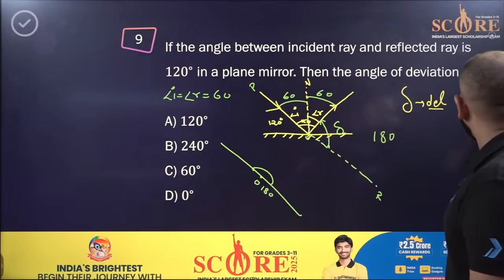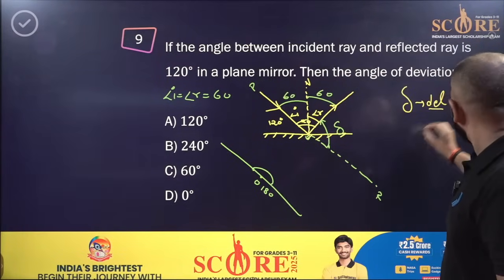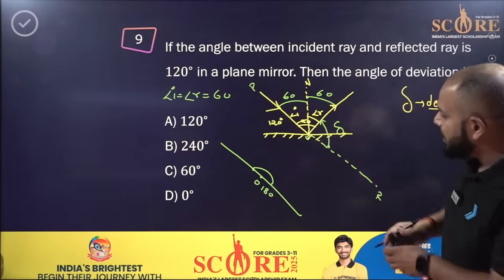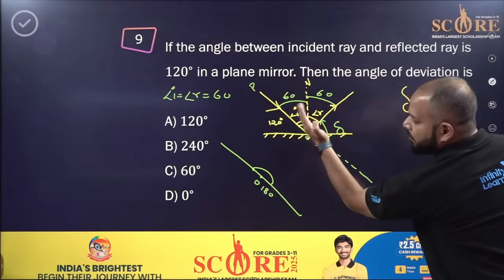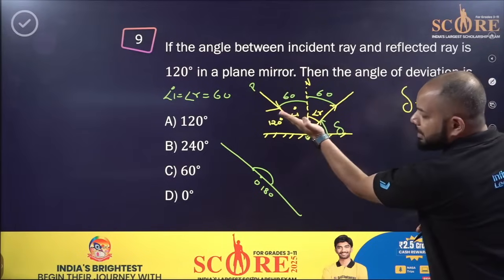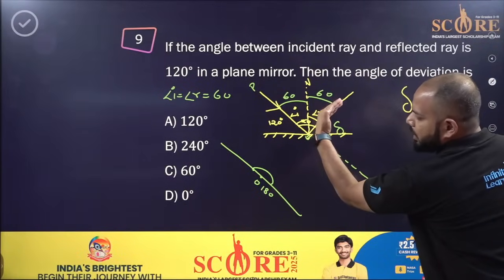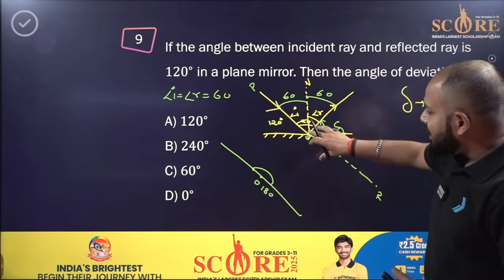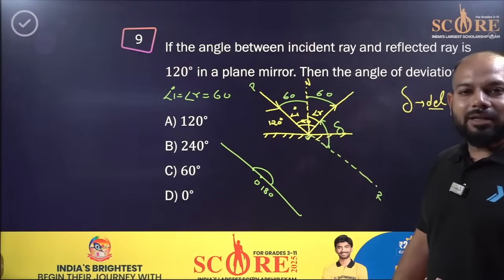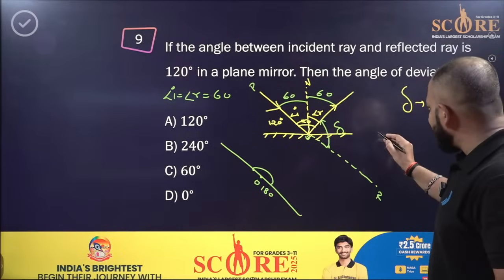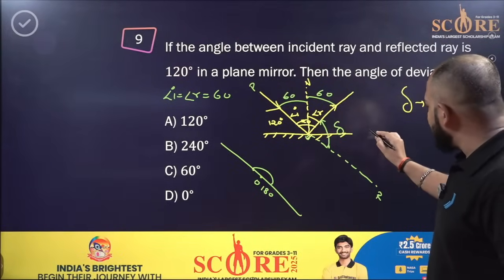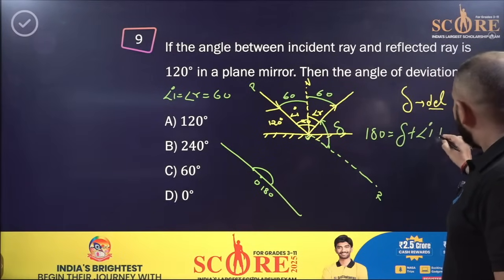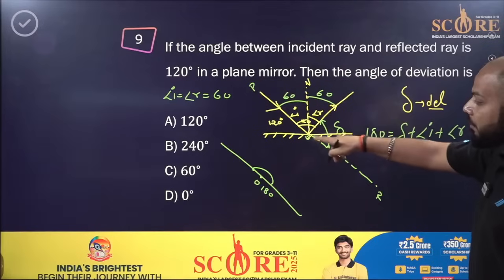So for angle of deviation, what we can do? We just need to subtract this, because see, this complete has been giving you 180 degree. And this one, this is the 120. Only this much part we have to cover. So if I subtract 120 from 180, will I get the answer? Obviously. So it will be like, see, this complete 180 degree is equal to angle del plus angle I plus angle R. That's completely making the 180 degree.